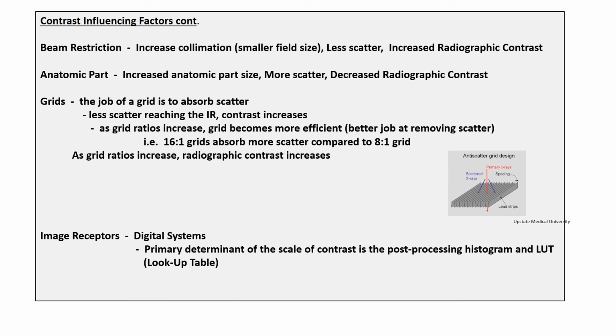And as far as image receptors are concerned, we're talking about the digital image receptor. Remember, the primary determinant for the scale of contrast is the post-processing histogram and LUT, that lookup table. So that histogram that you have, because of the technical factors that you set up, is going to be compared to the standard histogram in conjunction with the lookup table. You're going to get the right levels of density, IR exposure, and contrast.